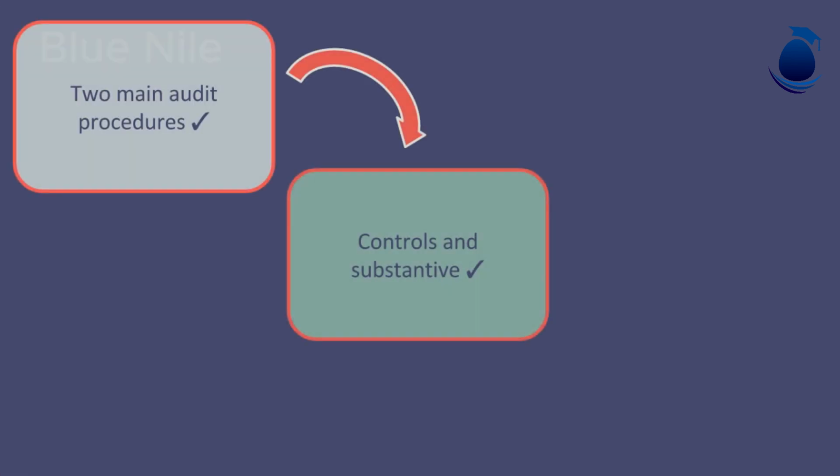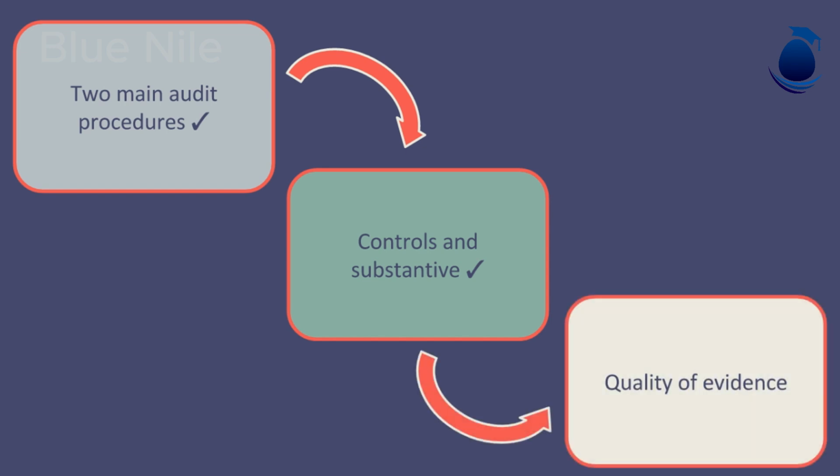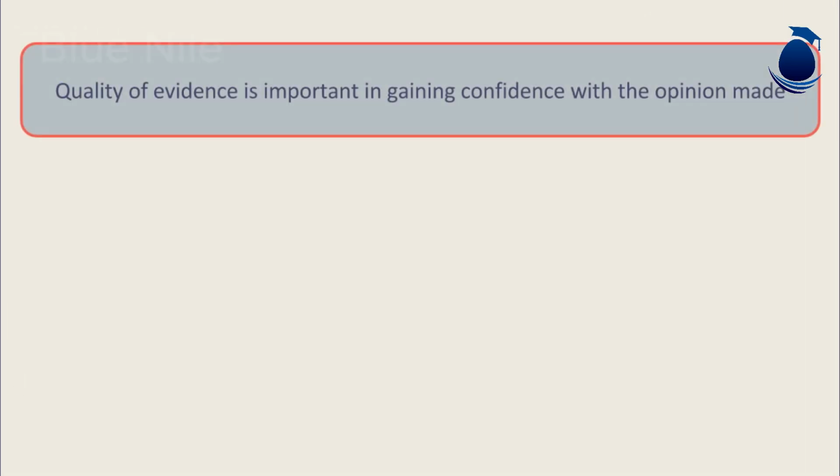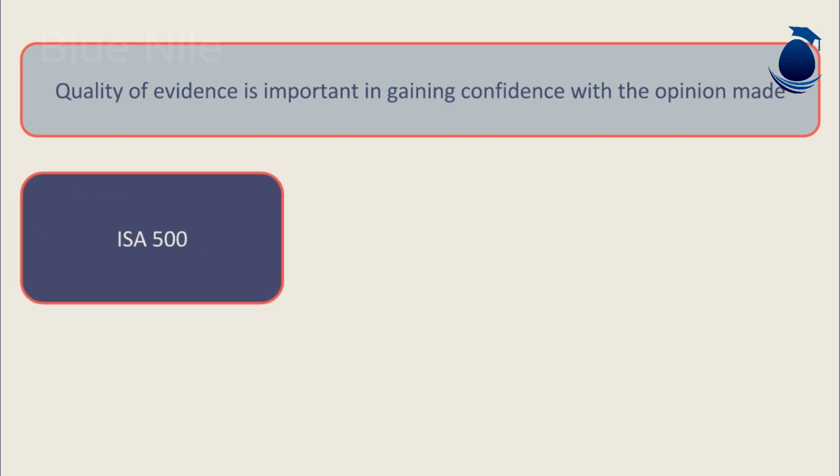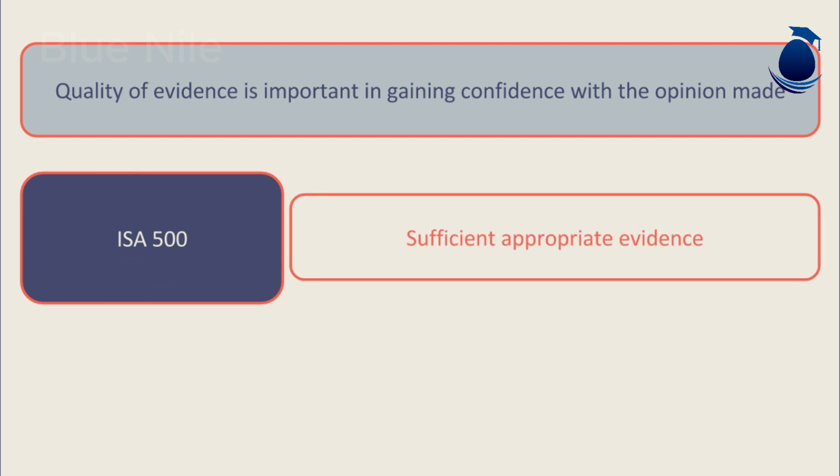We have now identified the two main audit procedures, controls and substantive, and discussed the differences and the objectives. Now we need to consider the quality of evidence required on an external audit. The quality of evidence is important in gaining confidence with the opinion made at the end of the audit process. ISA 500 tells us that audit procedures must be designed in such a way so that the auditor gathers sufficient appropriate evidence. So we need to understand what is sufficient and appropriate.